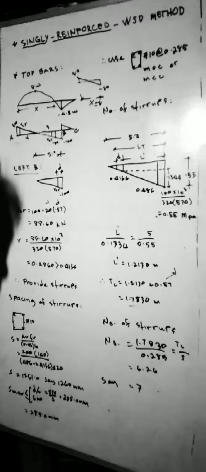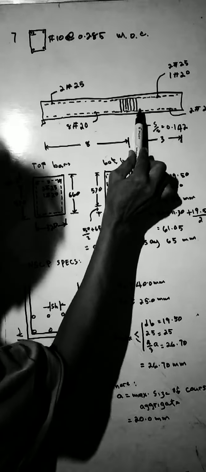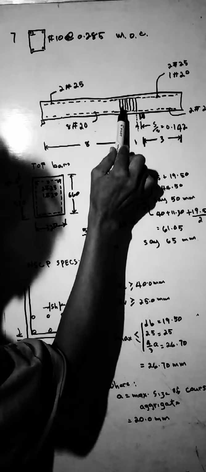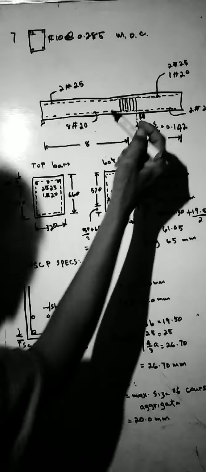It comes out that the number of stirrups is 7, 7 stirrups of number 10 at a spacing of 0.285 meter on center. So this is the detail. Our stirrups here are these, 7: 1, 2, 3, 4, 5, 6, 7. And this is spaced at 0.285 meter on center.